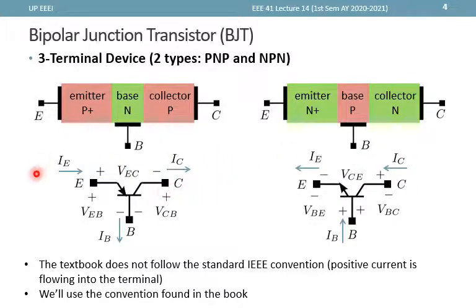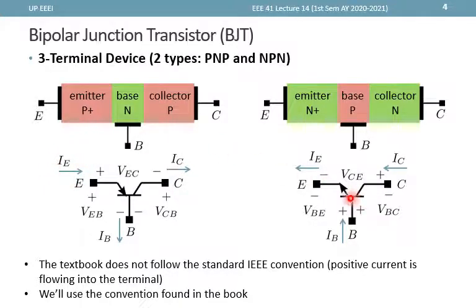Now, the notation that we'll follow, the one used in the book, can be remembered easily using the help of the arrow shown. The arrow in the emitter will be consistent with the direction of the emitter current for both PNP and NPN.